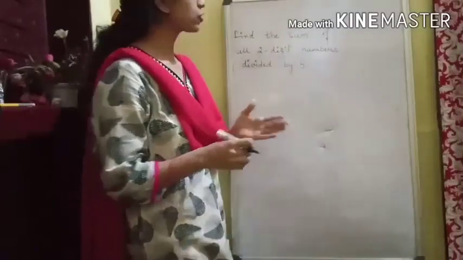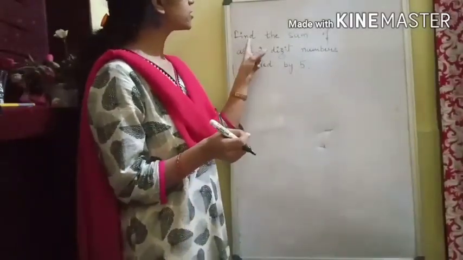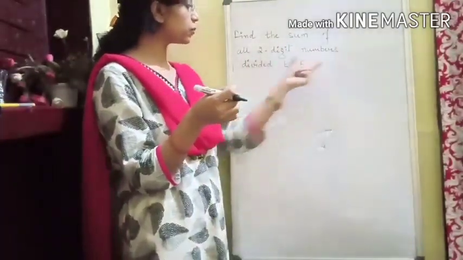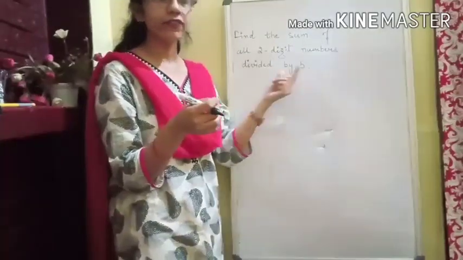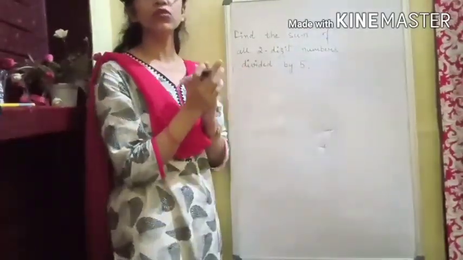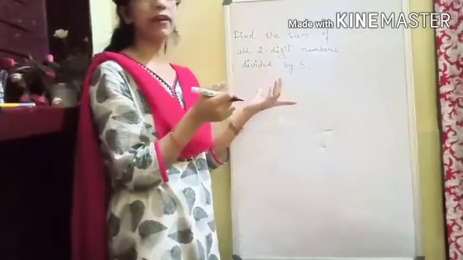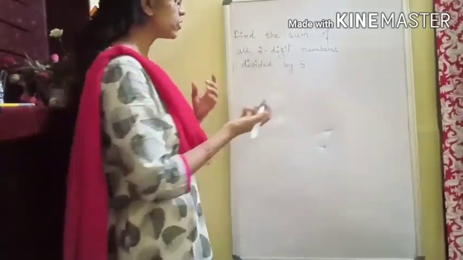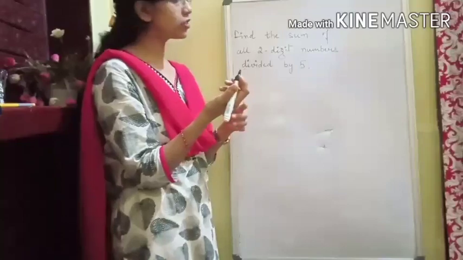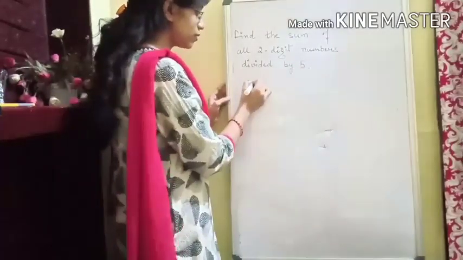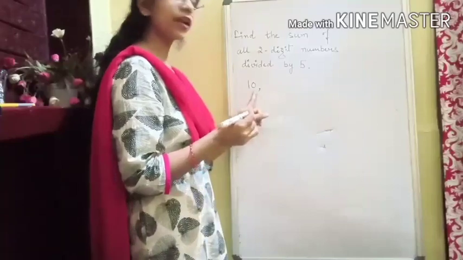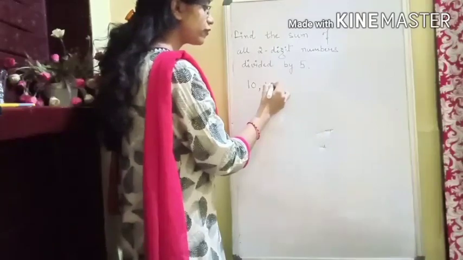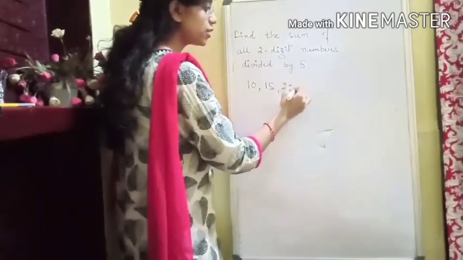So here is our next question. They are asking you to find the sum of all 2 digit numbers which are divisible by 5. So you have to write the 2 digit numbers which are divisible by 5. First we have to see how many numbers are there. I think the very first 2 digit number which is divisible by 5 is 10. Okay, now the second number would be 15, then 20, then 25.